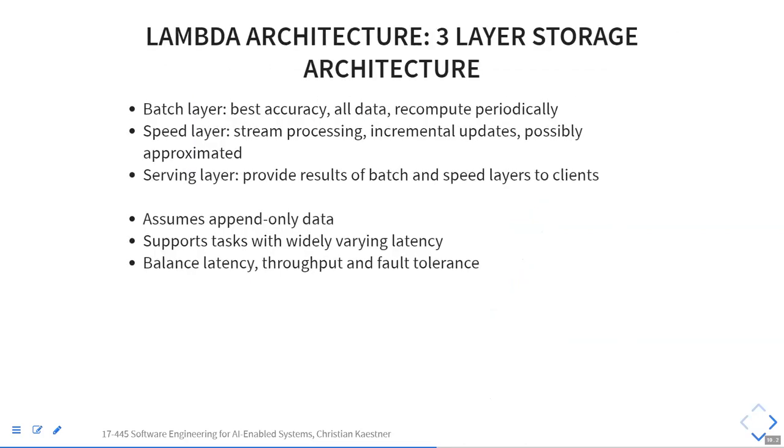Right, so in terms of just explaining jargon, people talk of the batch layer, which does Hadoop style batch processing. You look at all the data, you recompute it periodically. And because you're looking at all data, it's typically the best accuracy, but it's producing data that's potentially old by the time it's done. The speed layer is a streaming layer. So it's stream processing, incremental updates. Often you approximate results, so it's often less accurate. It's just quick updates. And the serving layer is the one that reports the results that are produced by the other two layers.